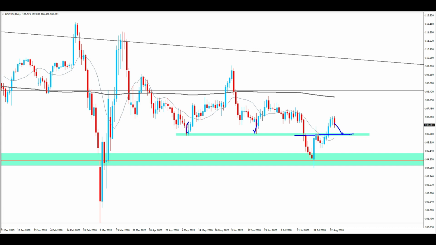So it could be a case where we're coming back to retest it, and we could have that move to test that trend line and either break it again or have that move back down. So that's our goal for USD JPY.